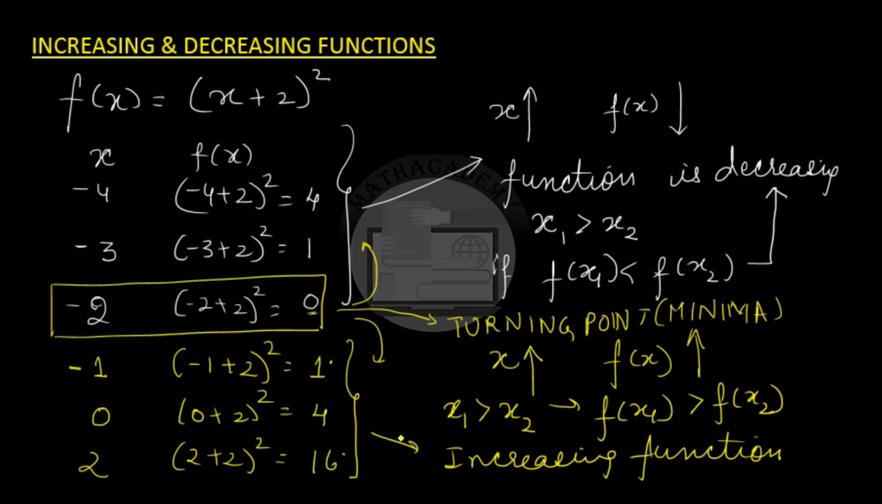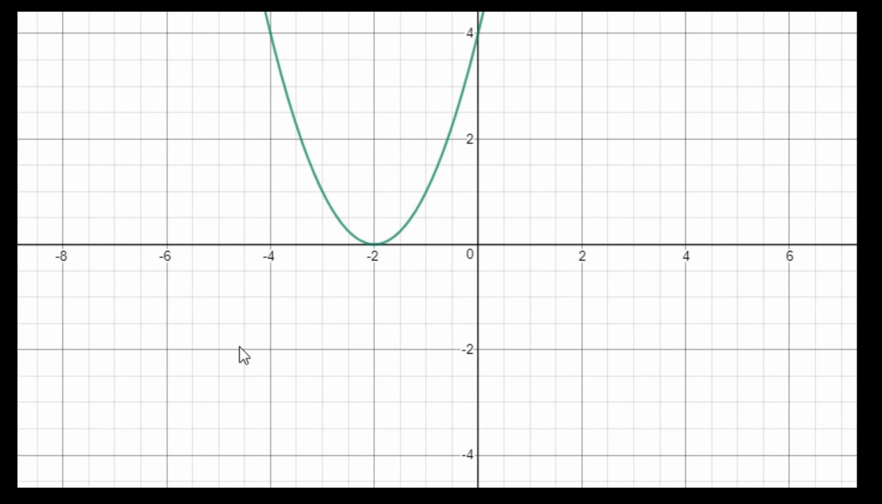Now let us understand this through a graph. So this is the graph of y is equal to (x plus 2) whole square. As I have mentioned before, we see that as the value of x increases from minus 4 to minus 2, the value of f of x is decreasing from 4 to 0. And as we go ahead of minus 2, as the value of x is increasing, we see that the value of f of x is also increasing.